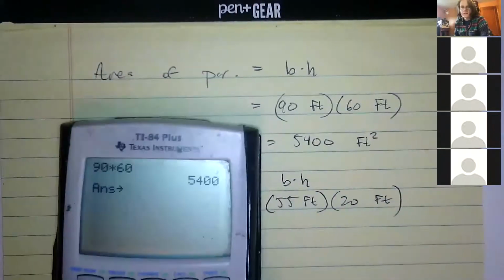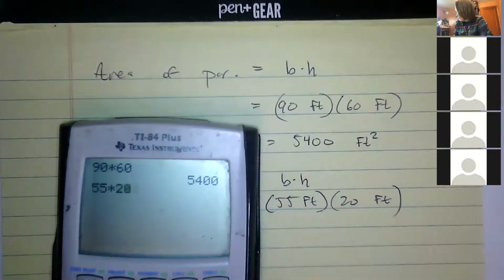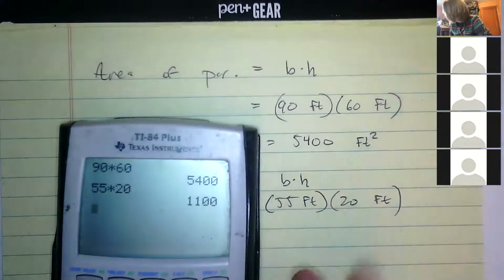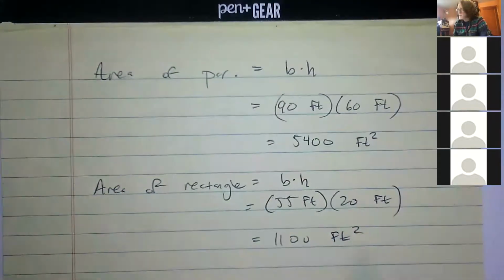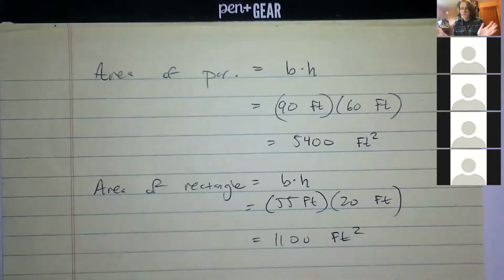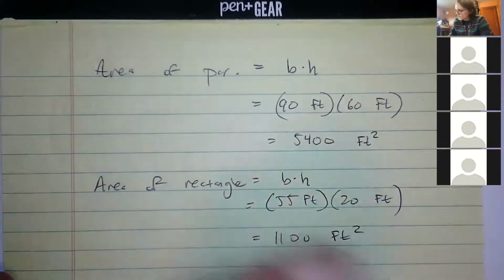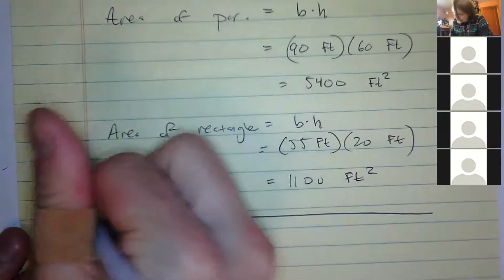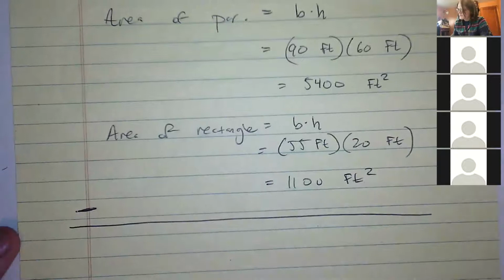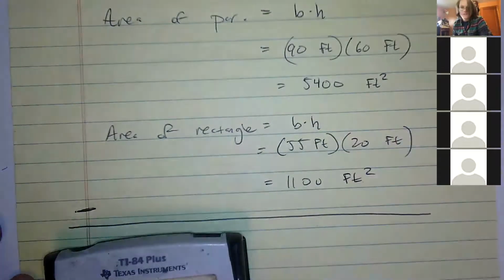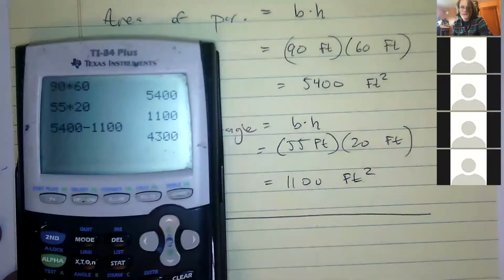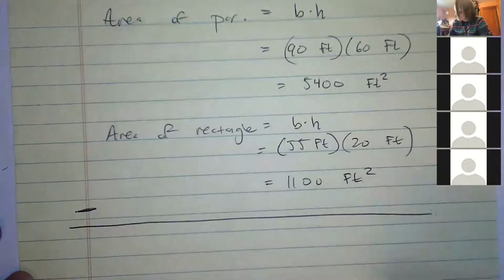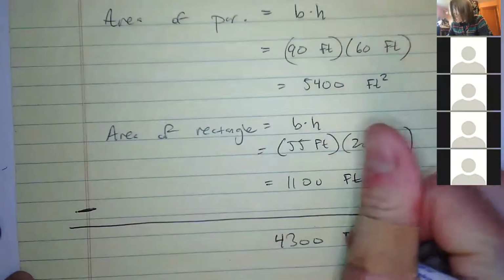And again, I plug that in my calculator. So I get 1,100 feet squared. Again, feet squared because while you're multiplying the 55 and the 20, you're also multiplying the feet by the feet. So everything's multiplied, all right? And now I just subtract the two. So I get 5,400 minus 1,100. So 4,300. Oh, you can't see that. 4,300 feet squared.